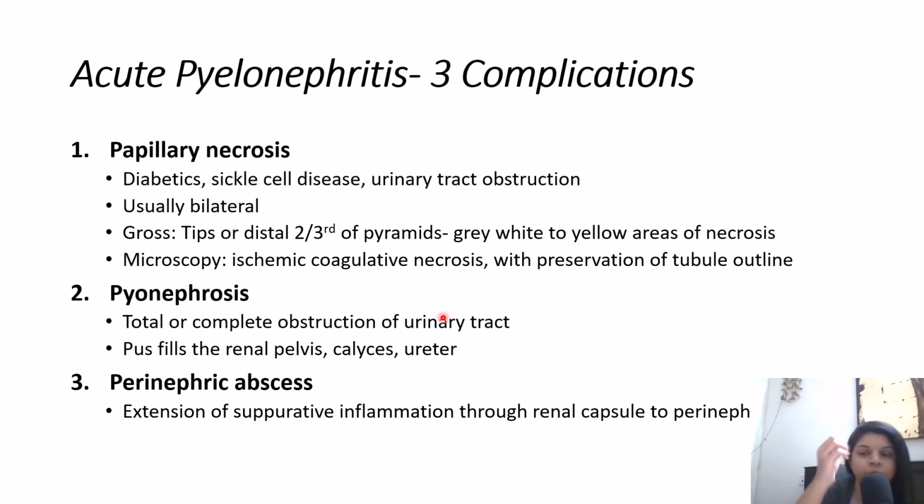Now the kidney is not passing out urine because somewhere there is some obstruction. So the urine is fully collected there, and then it gets infected. After infection, when it is filled with pus, it is called pyonephrosis. Then perinephric abscess. Peri means around the kidney there is an abscess. Already the abscess has affected the kidney when there is pyelonephritis. Now it crosses the perinephric fat and Gerota's fascia and infects the surrounding tissue by suppurative inflammation. Then it is called perinephric abscess. So three complications: papillary necrosis, pyonephrosis, and perinephric abscess.